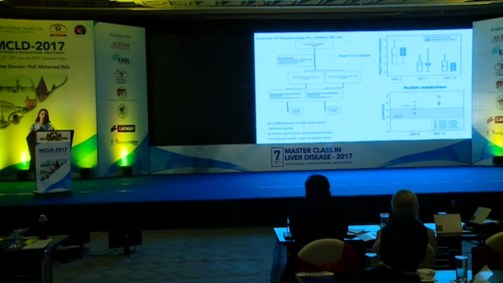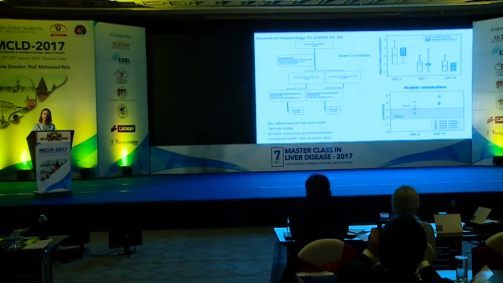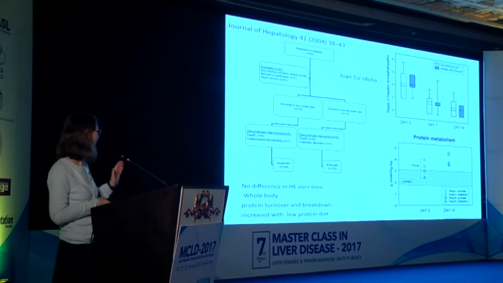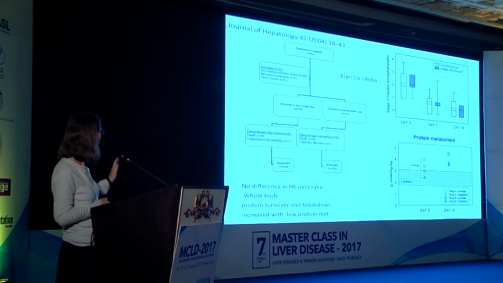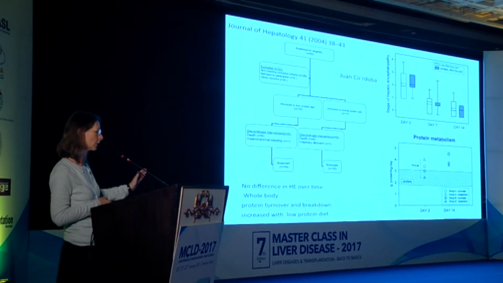In terms of nutrition, we sometimes think that we should deprive our patients of food or limit their protein load when they're encephalopathic. And this data, which is quite old now, and I think Juan Córdoba is to be commended for the excellence of this study, enrolling people with deep levels of encephalopathy and getting them fed either a low protein diet or a normal protein diet.